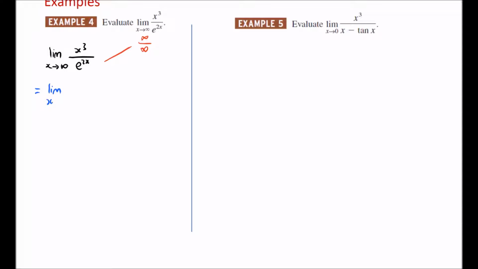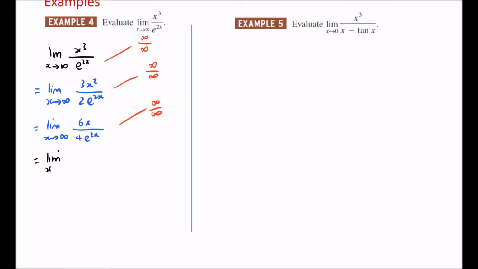Using L'Hopital's rule, we have to do it. Find the limit using L'Hopital's rule. We get 3x squared over 2e to the 2x. Now again it is infinity over infinity, right? So again we differentiate the numerator and the denominator. So again this is infinity over infinity. So we do it until we finally have a limit or infinity. 6 over 8e to the 2x.